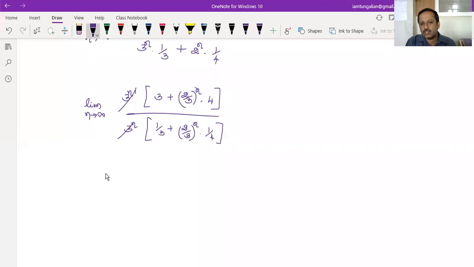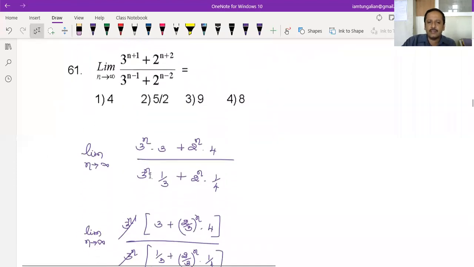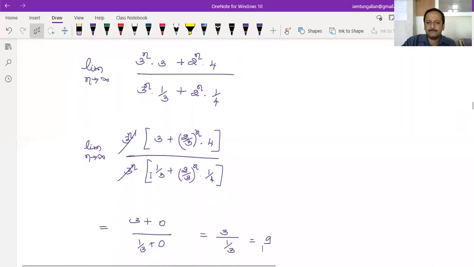Now as n tends to infinity, 2 by 3 whole power n, as this fraction 2 by 3 is less than 1, will become 0. So we get 3 plus 0, 0 into 4, that is 0, divided by 1 by 3 plus 0. So that's equal to 3 divided by 1 by 3. Hence, the answer is 9, which is the third option.